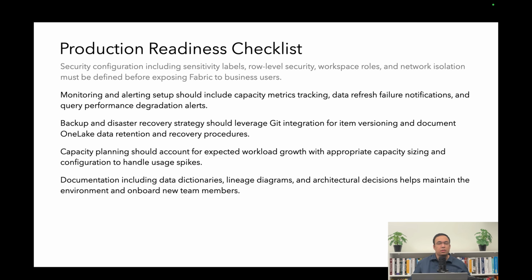Fifth is documentation. Maintain data dictionaries so users can understand what data means what. Document lineage diagrams showing how data flows through the system in the Fabric platform. And record the architecture decisions so that future team members can understand why things are structured the way they are.